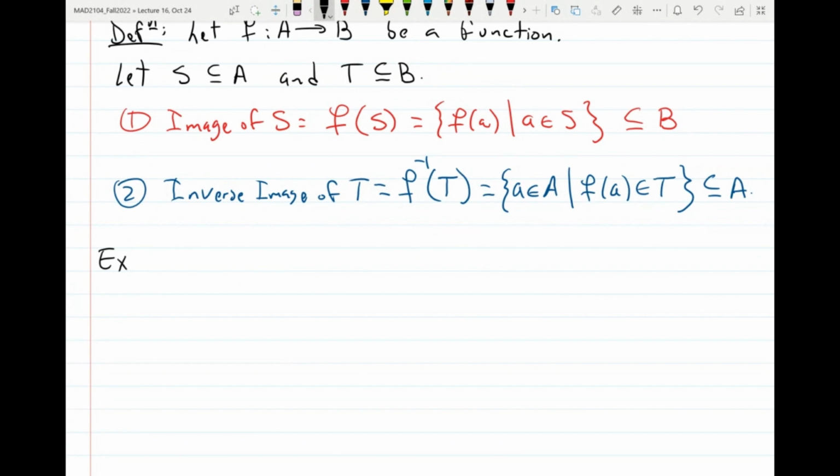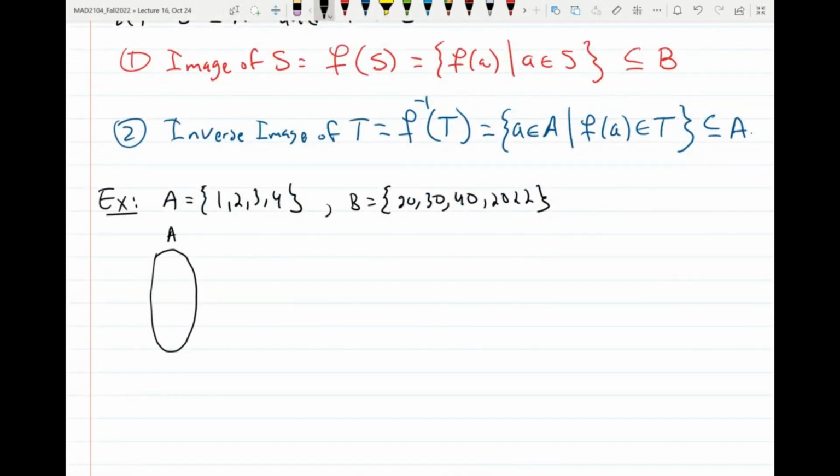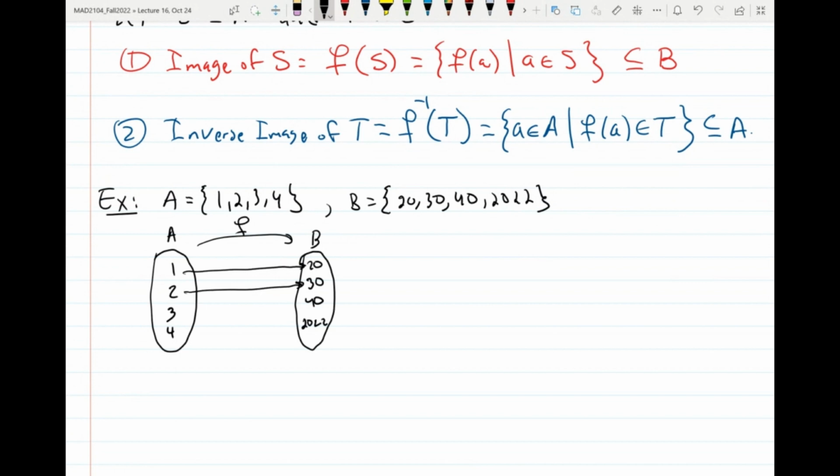So I guess before I ask those questions, let's do a concrete example. Okay. So let's see. Let's say that we have the set A, which is 1, 2, 3, 4, just to hopefully have this concept more clear. And let's say the set B is 20, 30, 40, and 2022. Okay, so I'm gonna define the function via a little picture. And then there's 20, 30, 40, 2022, and then we have our function f, and this is what it does. So it sends 1 to 20, it sends 2 to 30, it sends 3 to 20, and it sends 4 to 2022. This is a function f, okay?